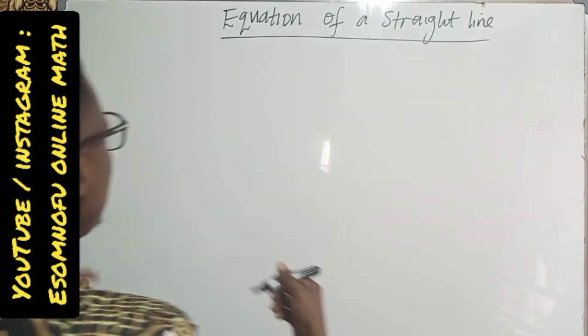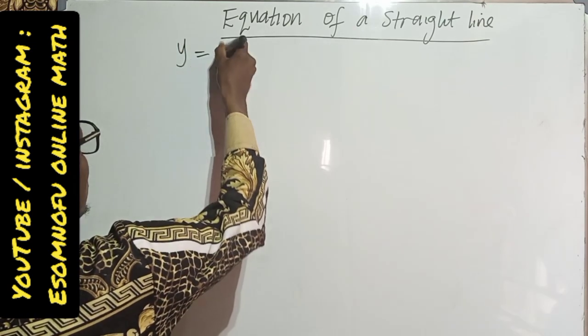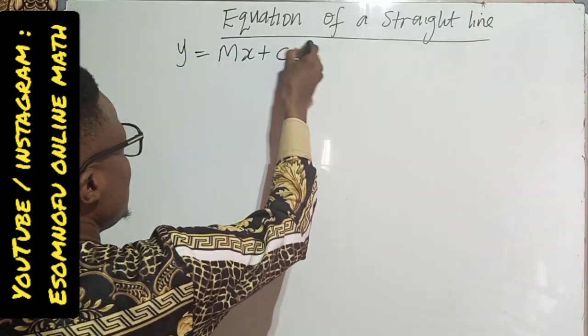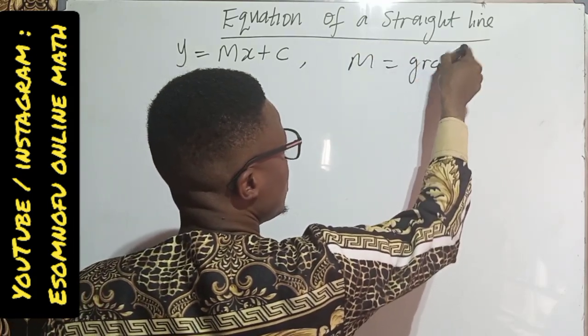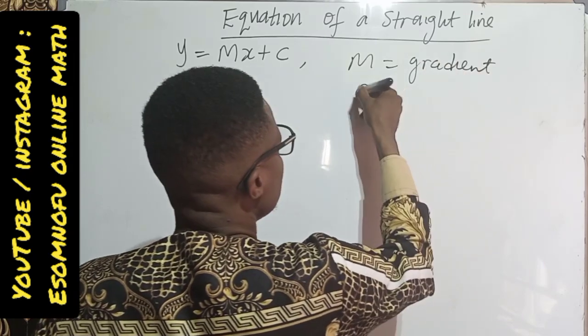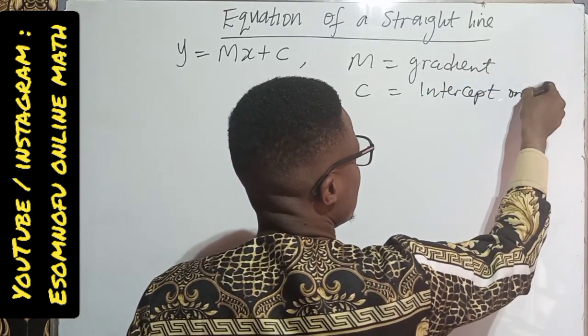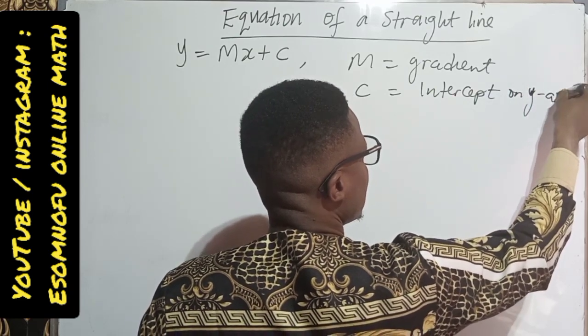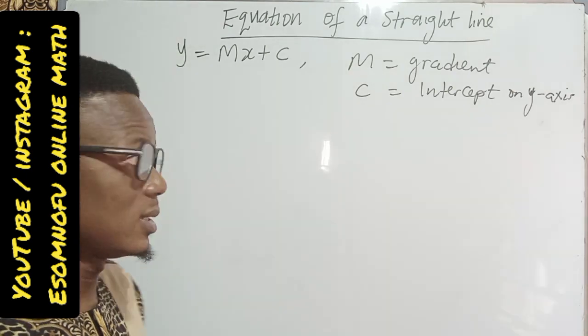Okay, now normally the equation of a straight line is given by y = mx + c, where m is the gradient or slope and c is the intercept on the y-axis. So intercept is just the point where the slope is cutting the y-axis.